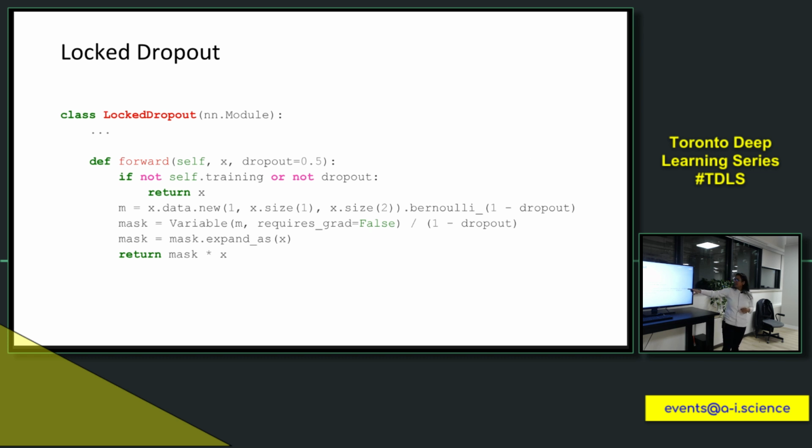This mask that they create is just created once at the beginning of the pass, and is locked at that point in time, and the same mask is being used throughout all the passes. That's why they've named it locked dropout. The mask is divided by 1 minus dropout, and they return the mask multiplied into the x value that they get in the function.